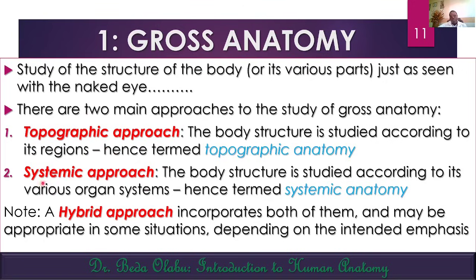So, for example, you teach through a systemic approach and you're done with a particular system. Let's say you're done with the respiratory system, or at that time that you're studying the respiratory system. Then that could be the best time to give the students an overview of the anatomy of the thorax. So a hybrid approach is where you bring in topographical aspects, but primarily you've been using a systemic approach.